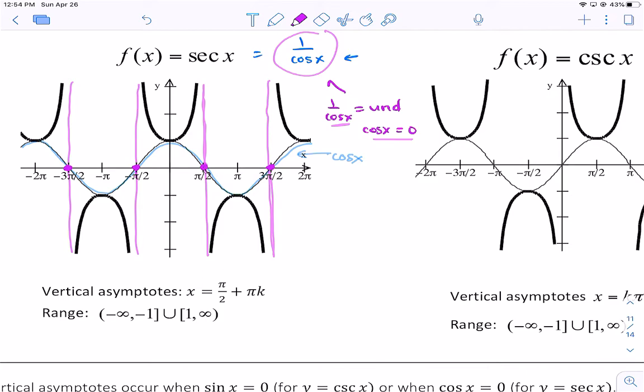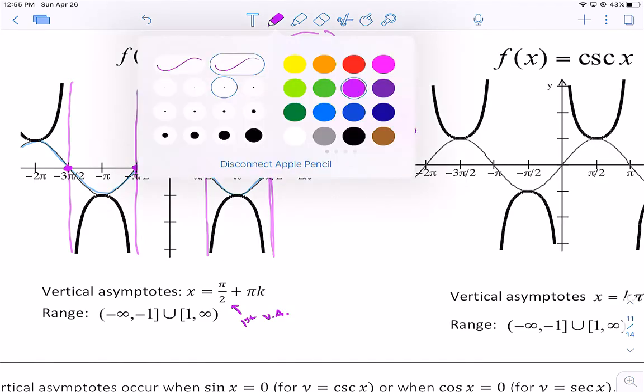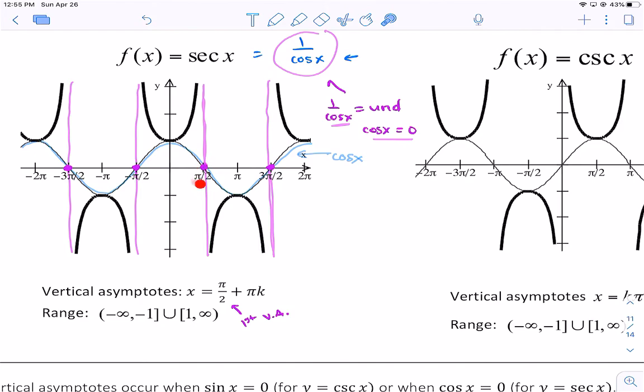The way you write the equation for your vertical asymptote, the first value is wherever you have your first vertical asymptote. Notice our first vertical asymptote is here at pi halves. It's the first time it happens, or you really could pick any of them, but this is kind of the standard way to write it. So pi halves goes first. And then the k is just integers, so you could add pi, add 2 pi, 3 pi, 4 pi, or subtract pi, subtract 2 pi, and so on.